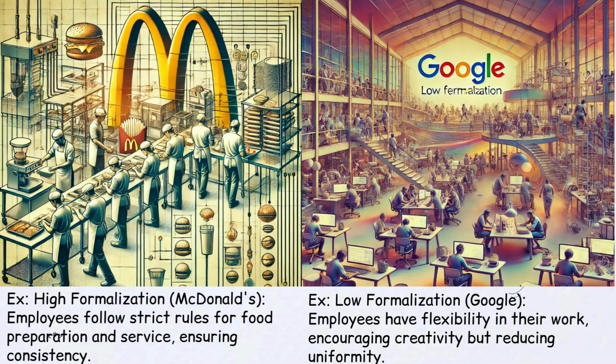And the last one is two examples of formalization. First example, high formalization, McDonald's. Employees follow strict rules for food preparation and service, ensuring consistency. Second example, low formalization, Google. Employees have flexibility in their work, encouraging creativity but reducing uniformity.